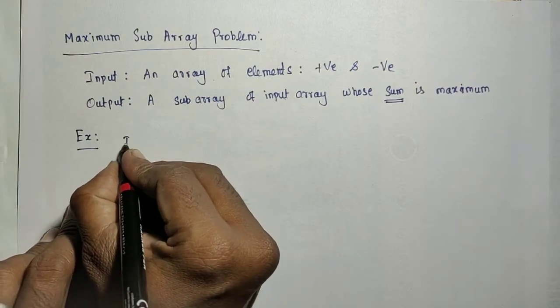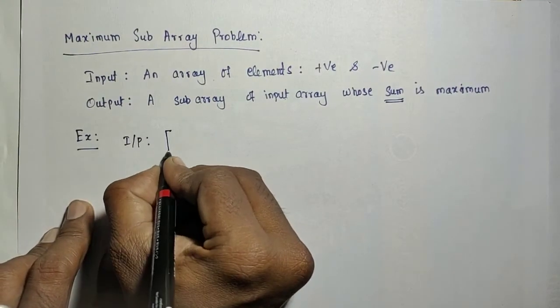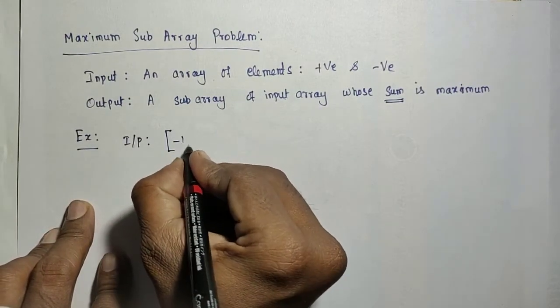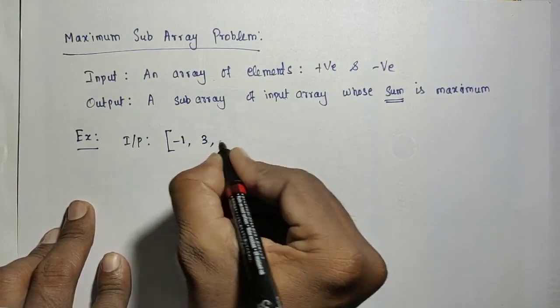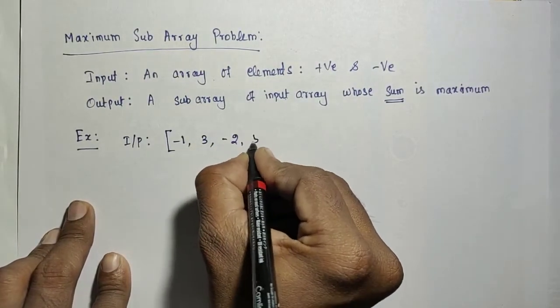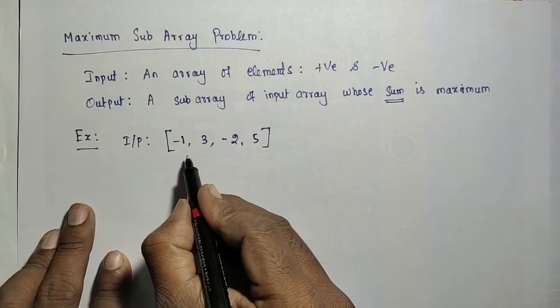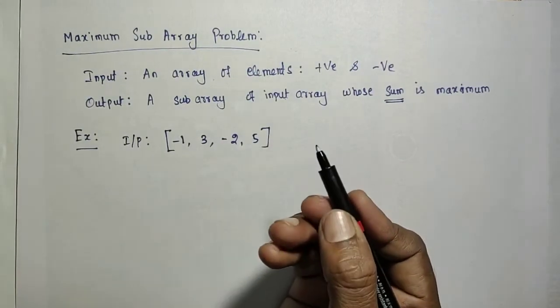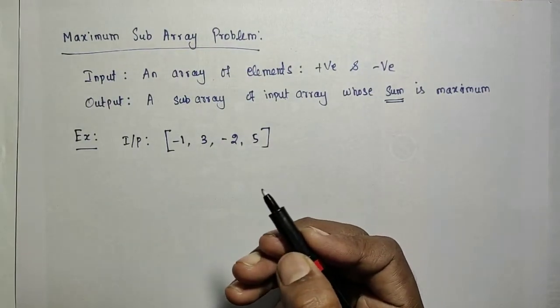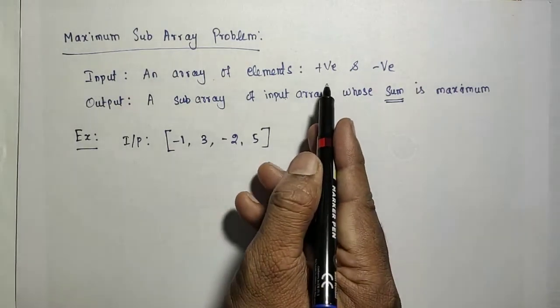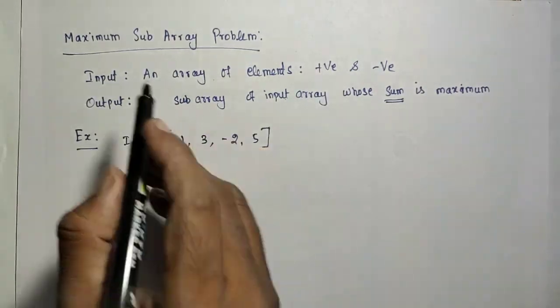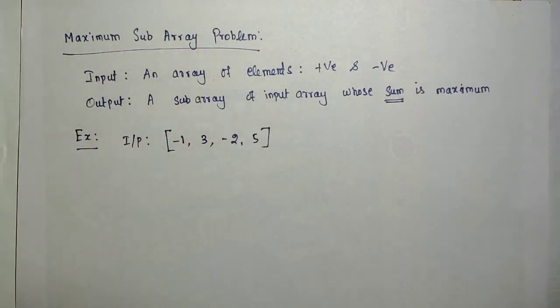Suppose the input is like this: -1, 3, -2, 5. So that array contains a mixture of negative and positive numbers. If the array contains only positive numbers, there is no meaning to this problem statement. So if the array contains both positive and negative numbers, what will be the maximum subarray?